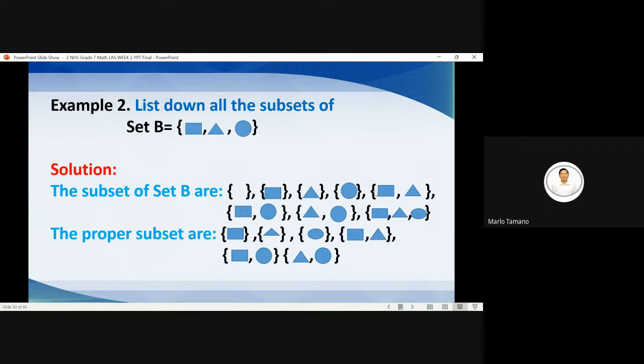Ngayon naman, tigda dalawa, two at a time. Rectangle, ang combination ng rectangle with a triangle. Then next, a rectangle with the combination, circle. Then last, na two at a time, triangle and circle. Then lastly, three at a time. This is the original set or the given set. Right? So rectangle, triangle, and circle. Bilangin niyo po ilan lahat ang subsets ng set B.